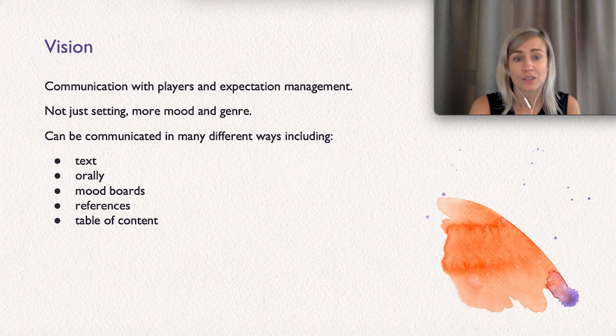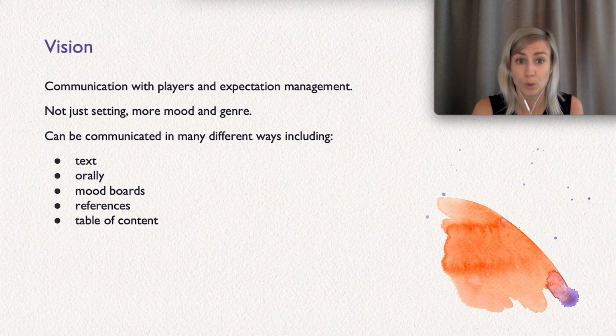Vision can be described and communicated in many different ways. For example, in a blurb of text, orally to the playgroup, with mood boards, with references to other pop cultural material, or with a table of contents of what to expect and what not to expect. You can use all or just some of these depending on what you are designing and for whom.